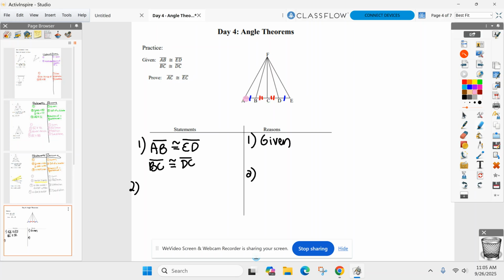So the only way we get bigger here is addition. You say to yourself, I need 2 pairs to add. I gave you 2 pairs. So in step 2 should be right away AB plus BC equals ED plus CD. Addition.